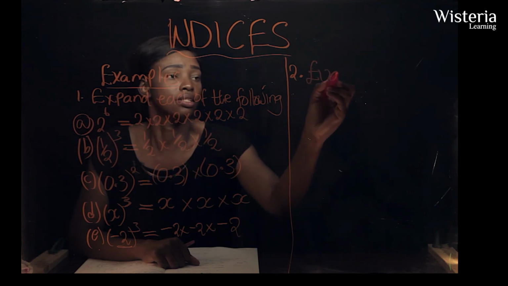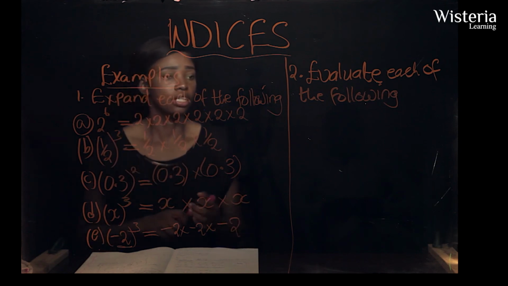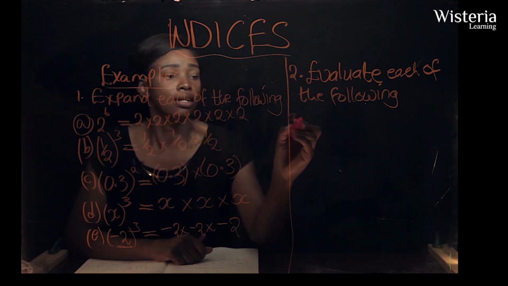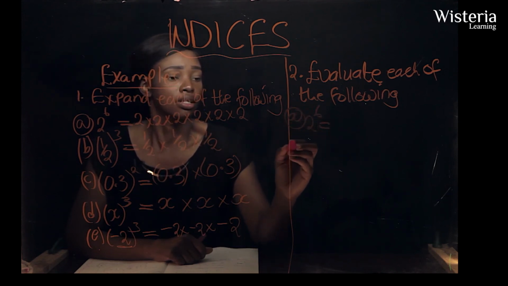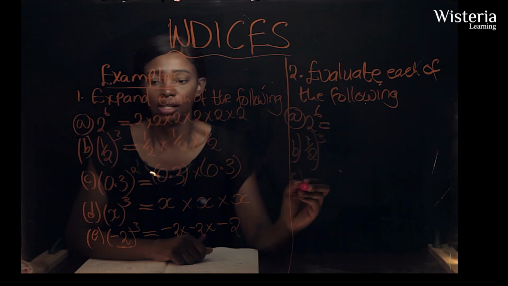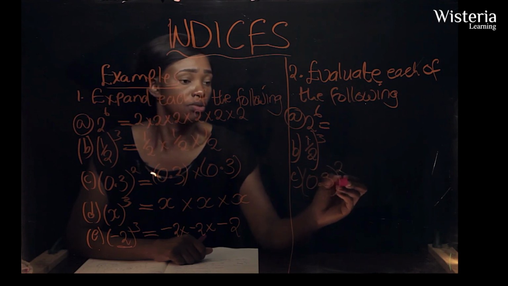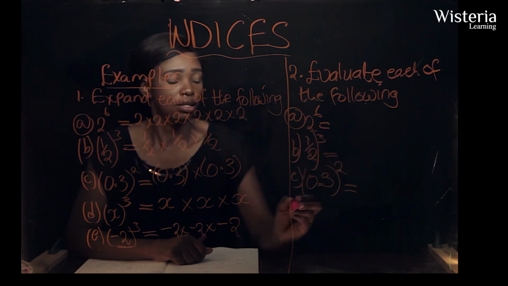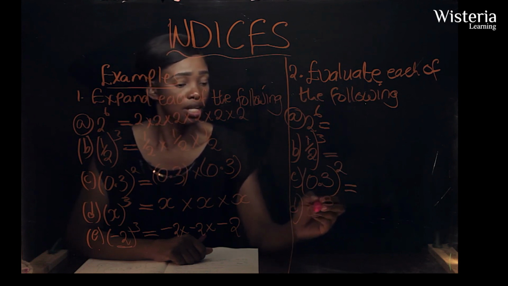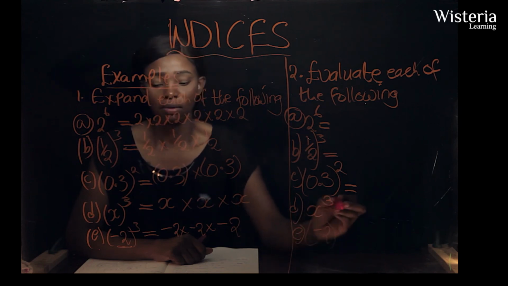So we can say evaluate. Evaluate each of the following. How do we evaluate each of the following? The same values that have been given here, we can say A, 2 to the power 6, B, half to the power 3, C, 0.3 to the power 2. How is it going to be? Then D, we're going to have x to the power 3. Then E, we're going to have negative 2 to the power 3.